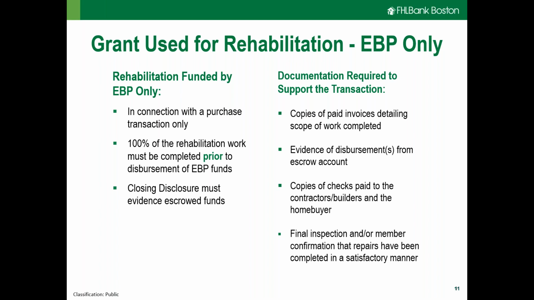And here are the examples, and they are also located in our policies and procedures. We need all the paid invoices detailing the scope of work. So we need to know that they've actually paid these. We're also going to want the evidence of the disbursement from your escrow account and the copies of the checks that have been paid to the builder, or however you're doing it. If you're giving it to the home buyer and then they're giving it to the builder, please talk to us before you close one of these if you haven't done that. And we're going to obviously want the final inspection that is evidencing everything's been completed.